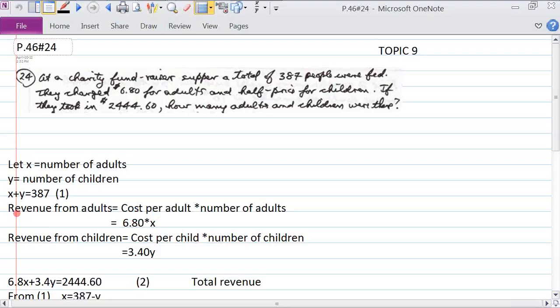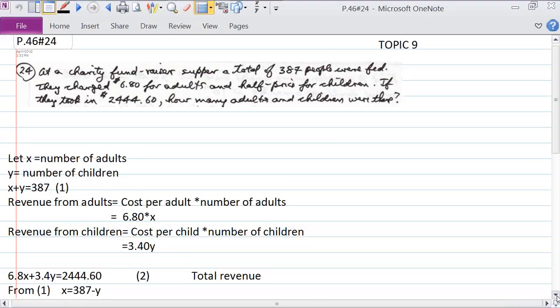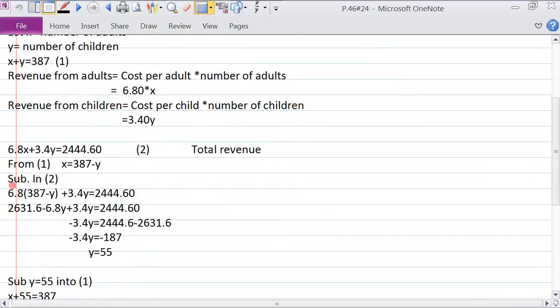So the total revenue, which is $2,444.60, comes from 2 places. It comes from the revenue for adults, and it comes from the revenue from children. So the revenue from adults is this, and the revenue from the children is that. If we add this to that, we should get $2,444.60, which is our second equation.